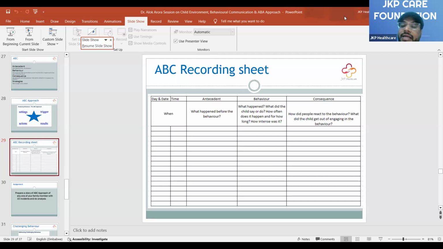Then second, you will write the behavior column first. You will fill up the behavior column first of all. So what happened in the behavior? What did the child say or do? How often does it happen? For how long does it happen? And how intense was it? It was very severe, the child was self-harming. It was normal, it was average. What happened before the behavior?